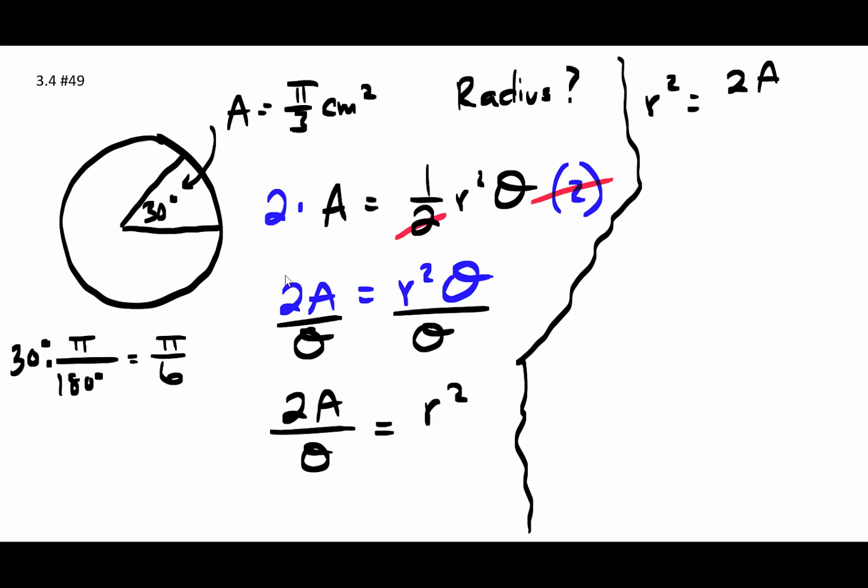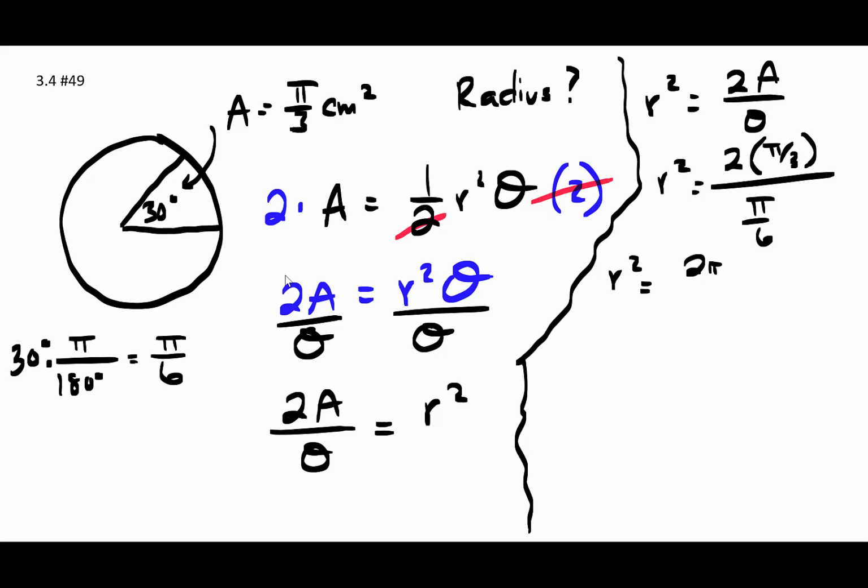So r squared is equal to 2A over theta. Plugging in the values here, I got a 2. I got a pi over 3 for the area. And I got a pi over 6 for the theta value. Sorry, 2 pi over 3 is for the area value. Pi over 6 is for the theta value. So what I can do, I could make that into 2 pi over 3 divided by pi over 6, just making it as 2 fractions on top of each other, or complex fractions. And then I can change this to multiplication.